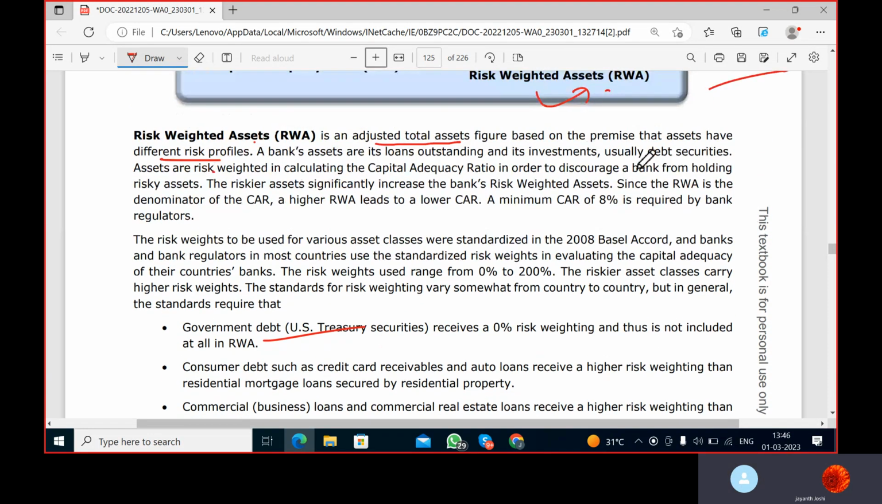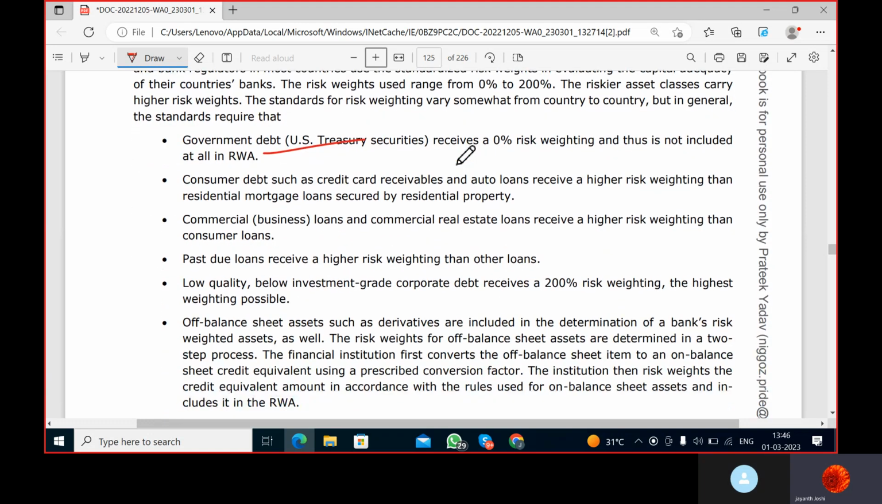So a bank's assets are its loans outstanding. You already know that for a bank the assets are loans outstanding, what they are supposed to receive, and investments are what they make in debt securities, correct? So we will take all those assets. If the bank has invested in US government securities, 0% risk. If they have given debt on a credit card basis or auto loans, it's high risk, the risk is very high.